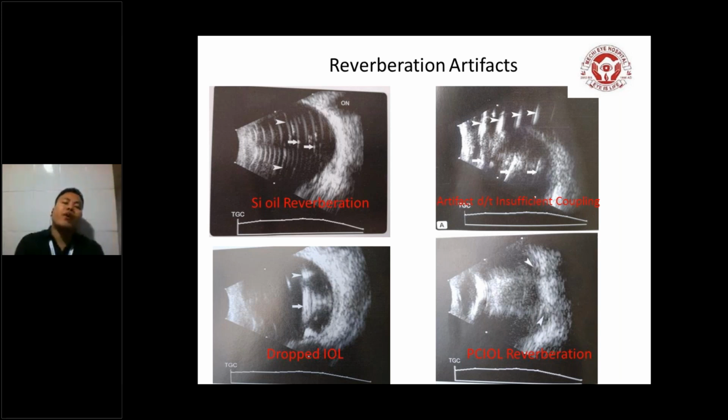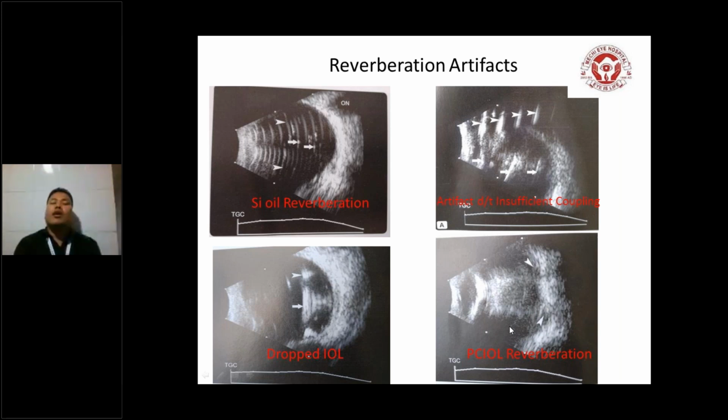In the first picture we can see the silicon wire reverberation. In the second picture, if there is insufficient gel, or we do not use gel, at that time we can see this type of image. Sometimes we get confused whether this is an intraocular foreign body, because here there is shadowing. But actually this is the reverberation of the lens. So this is an artifact, and this is the case of a dropped IOL. Similarly, the visual reverberation also.